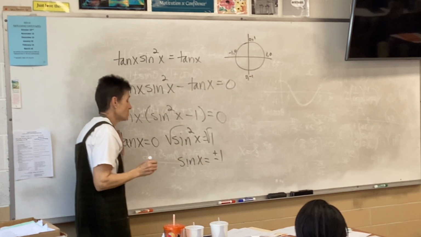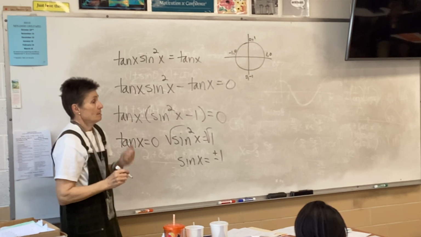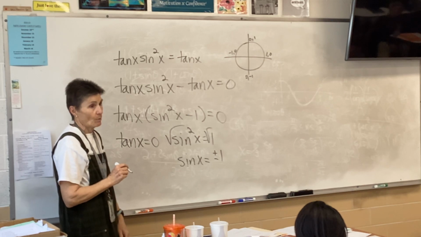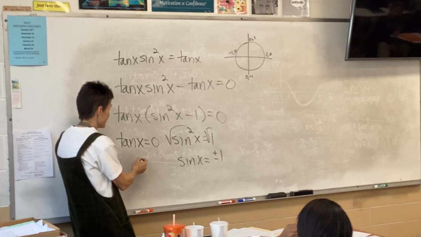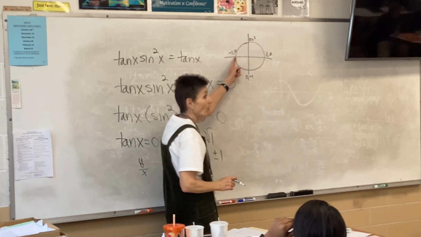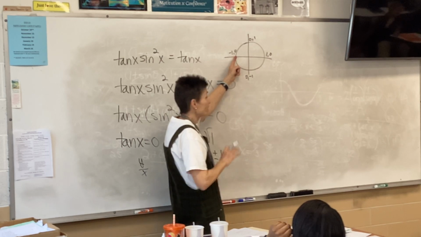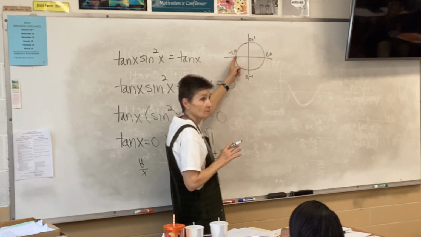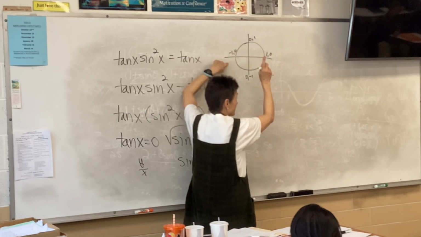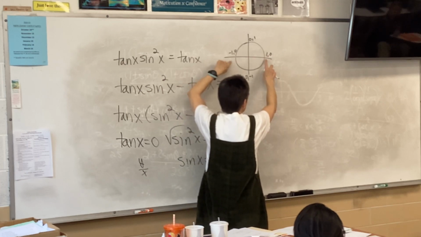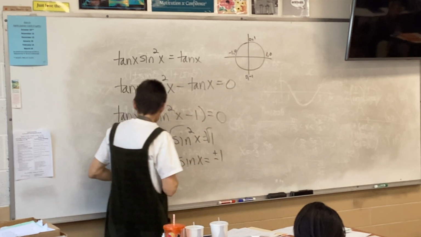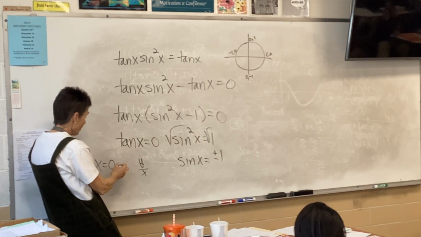So where on the circle is the tangent 0? Now remember, tangent is y over x. So it would be 0 here. Is there any other place it would be 0? Here? So what are these two angles? Remember, we're in radians, so please don't say 180. These two answers are 0 and pi. So the two answers to this one are 0 and pi.